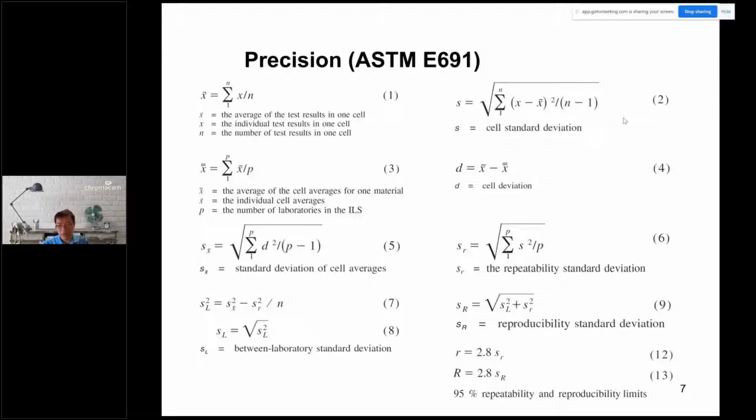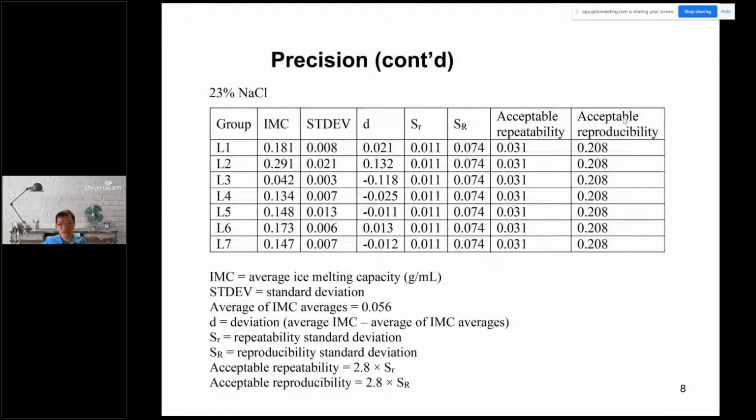So if we aim for a 95% confidence level, then we can calculate a threshold for acceptable repeatability, which is the small r equals 2.8 times the standard deviation of small r, versus reproducibility, which is the capital R equals 2.8 times the standard deviation of the capital R. With that, you can see, for instance, the 10 different deicers.